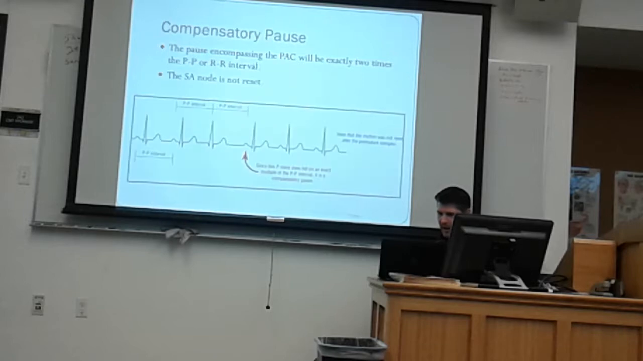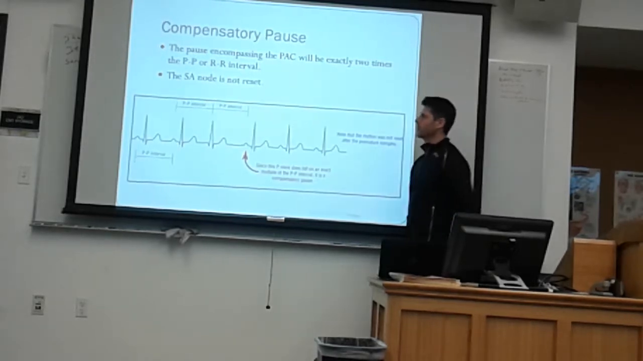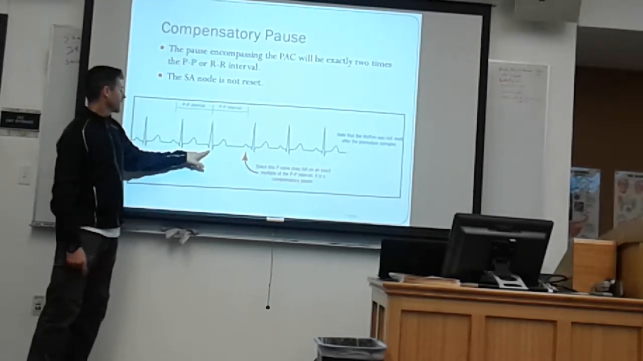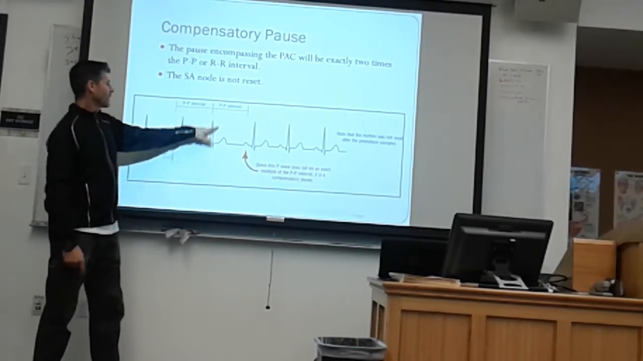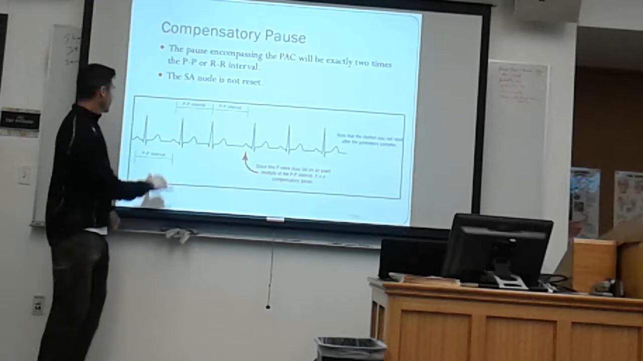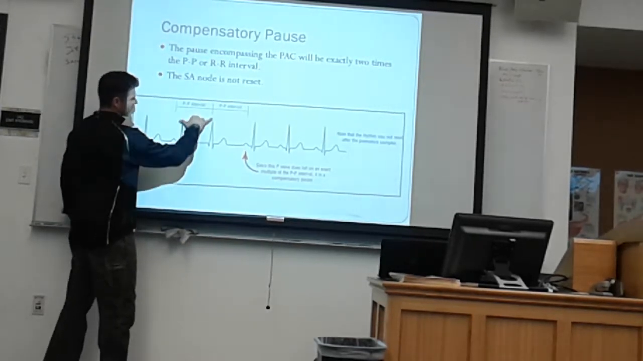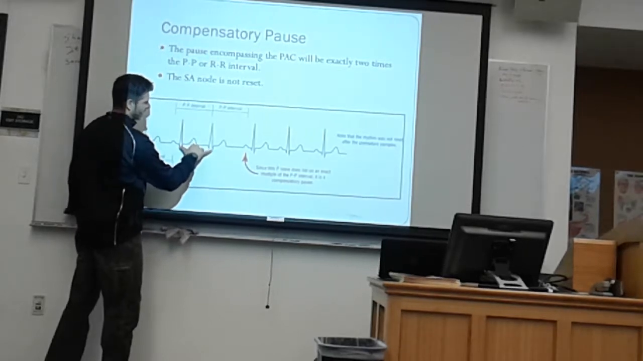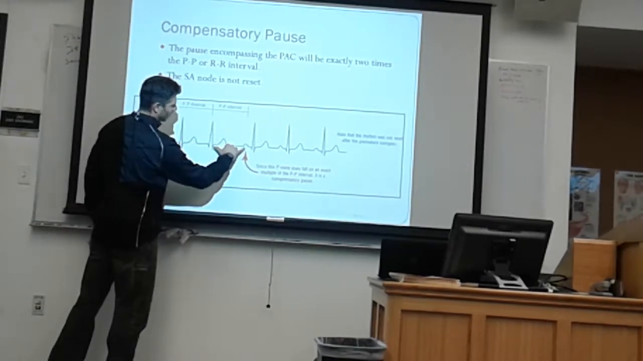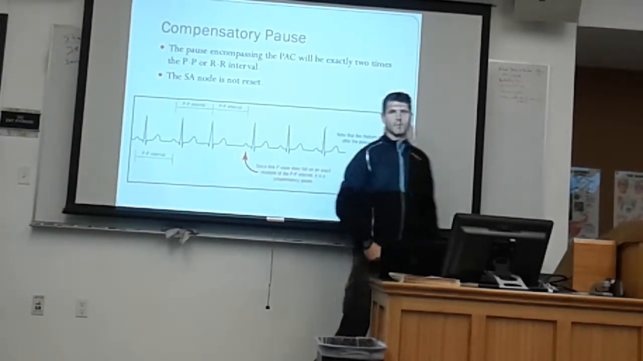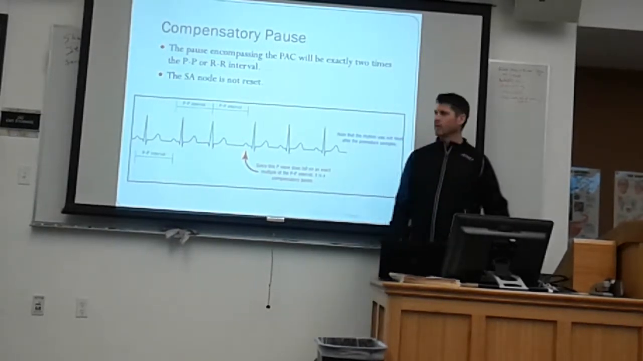Versus the compensated pause, and on the compensatory pause, once again, we have our PAC that came in early, or our premature beat that came in early, but as we march out our P-to-P intervals, it was supposed to come here and it didn't. And then it was supposed to come here and, oh, it did. And that means the SA node was not reset. Because the SA node was not reset, the rhythm was compensated.